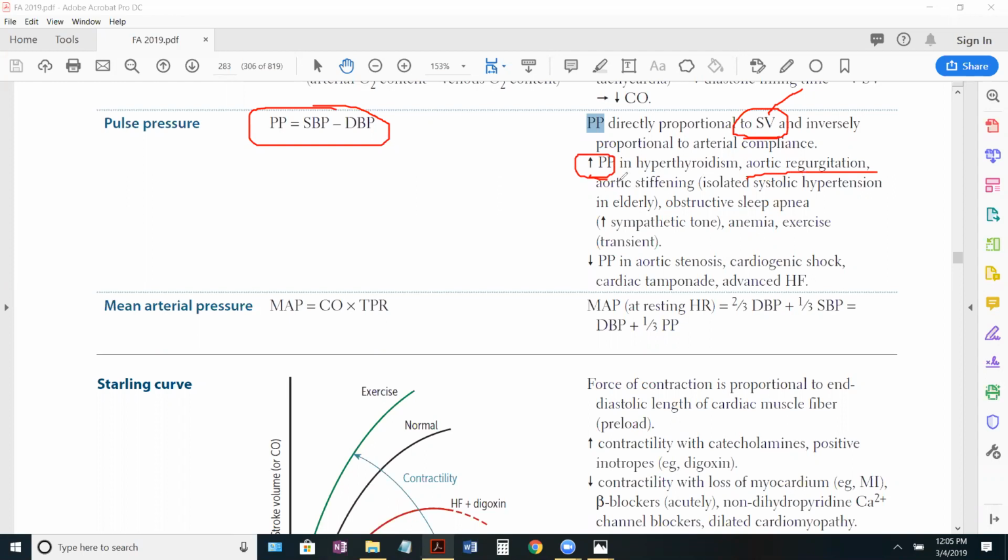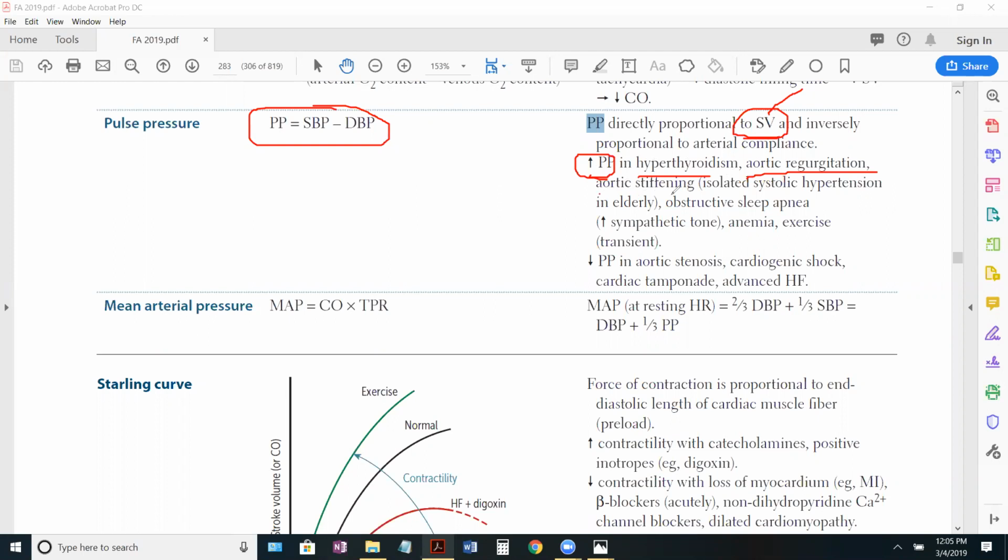Okay, maybe if that high beat is due to hyperthyroidism, the patient's pulse pressure is high. But if that high beat is due to ventricular tachycardia, maybe the pulse pressure will not be high. So it depends on the clinical situation in which the heart is beating. That means the pulse pressure interpretation is different according to the situation.